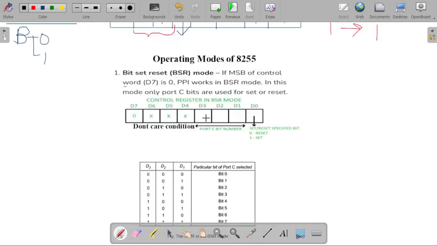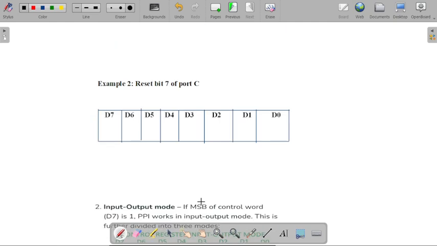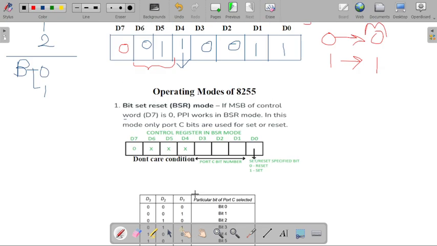In this video, we will learn the operating modes of our 8255 processor. There are two types of operating modes, or we can also say two types of control word format. The first mode is bit set and reset mode, and the second mode is input and output mode. So how can we identify the BSR and IO mode?